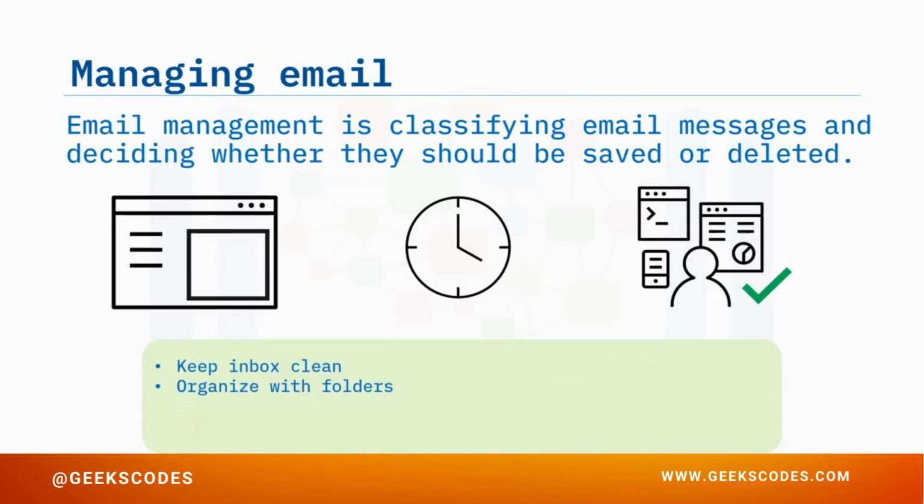Use folders and subfolders to organize your email by category. Use rules or filters to automatically move certain emails into folders. Unsubscribe from email lists, and turn off email notifications on your computer to keep distractions at a minimum.